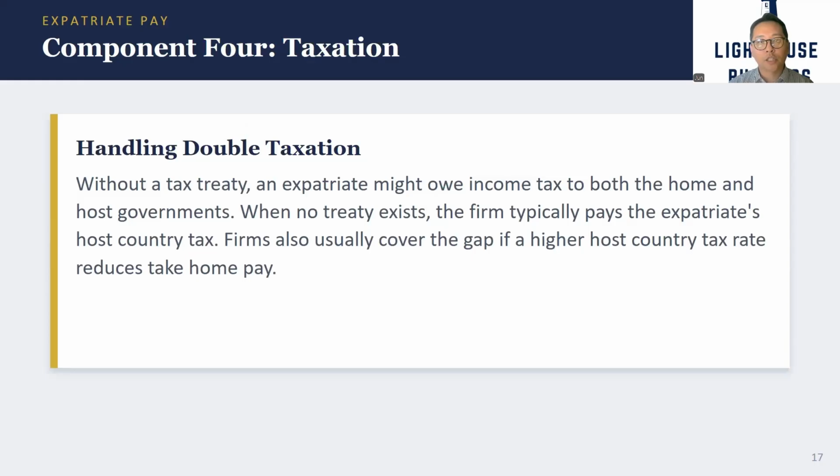The fourth compensation is taxation, which can get complicated quickly unless the host country has a reciprocal tax treaty with the expatriate's home country. The expatriates may end up owing income tax to both governments at once. When no such treaty is in force, the firm typically steps in and pays the expatriate's income tax in the host country directly, so the employee is not personally burdened by double taxation.